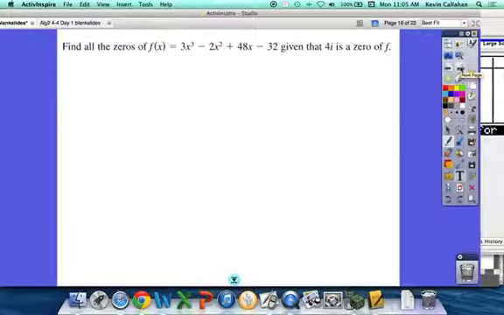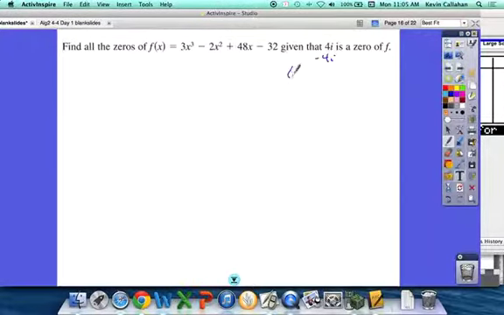Okay, I think this is the last kind of problem that we get in here. I can't remember, but see, find all the zeros. Find all the zeros if you know that 4i is one. Okay, and I'm going to show you how they do this in the book. If 4i is a 0, what's another 0? Negative 4i, right? So you know if 4i is in there, so is negative 4i.